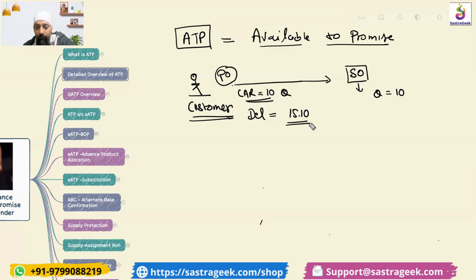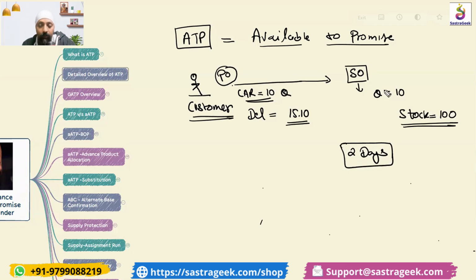Now, if you have a stock of 100 for the same car which he is asking for, and the delivery time is just 2 days. Within 2 days, we can deliver to that customer. Can we confirm this quantity? Can we give the commitment to the customer based on our stock that we will be able to supply to you? Can we do that?